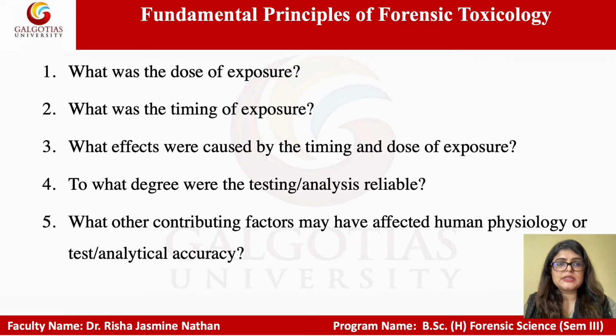Five important questions that are asked are: what was the dose of exposure that caused the adverse effect in an individual or a group of people? What was the timing of exposure? What effects were caused by the interaction of these two factors, that is, the timing and dose of exposure? How reliable are the testing or analytical methods that were used on such samples? And were there any other factors that were responsible to affect the human physiology or the testing accuracy of the technique?